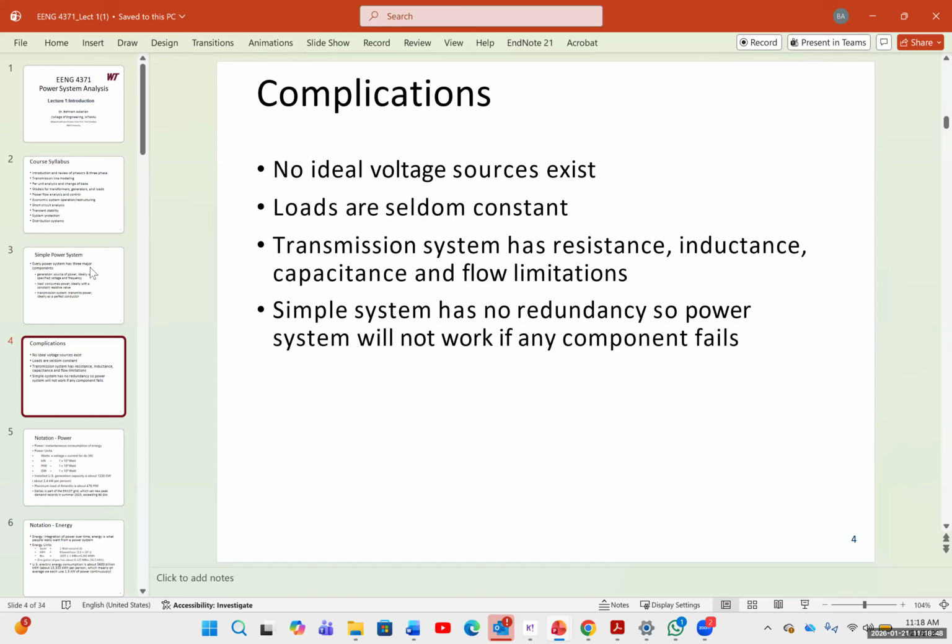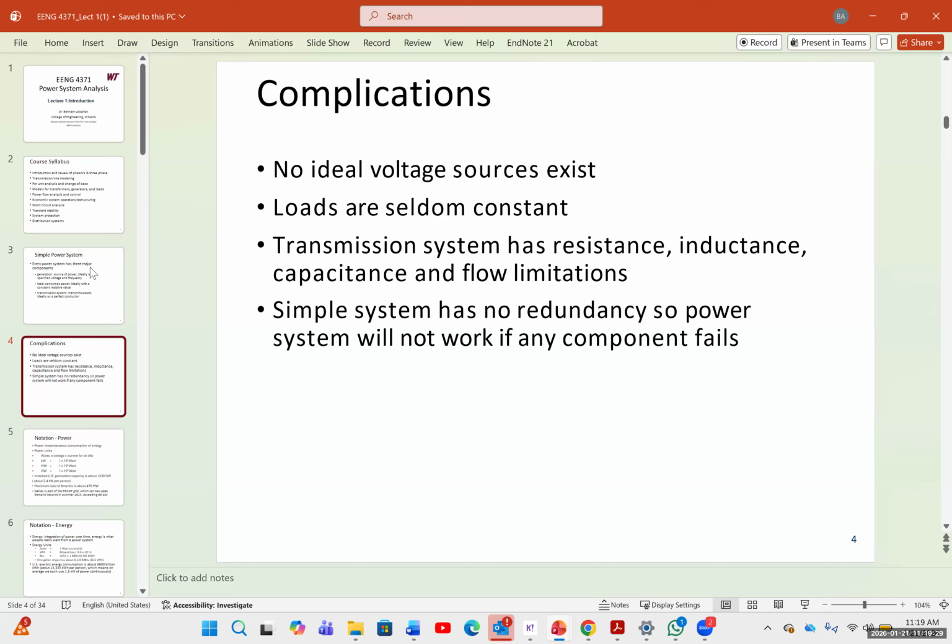But it's not that easy. We have complications in the system. We don't have an ideal voltage source. For example, if you have a solar farm, in the morning you would generate different voltages and powers compared to the afternoon and evening. Same thing is for a gas power plant. Depending on how much the turbine is spinning and how much the temperature in the chamber is, you may have different outputs of energy, voltage, and also frequency.